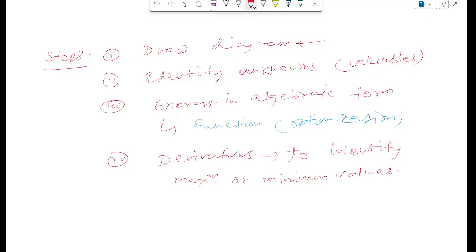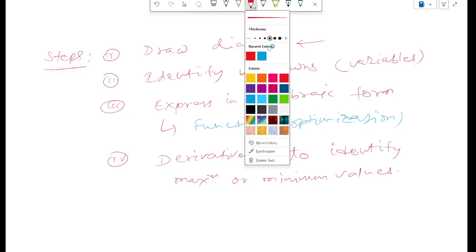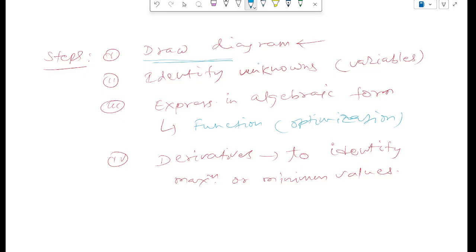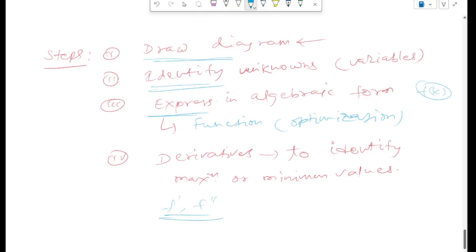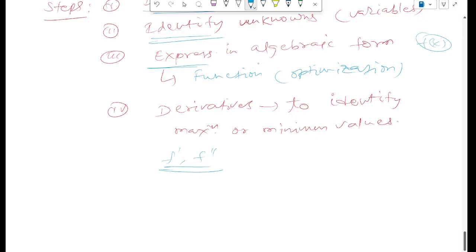Why did I write all these things? So that you get an idea, you don't get confused while solving the problem, and you do it in a structured manner. First, we draw the diagram so that we understand the problem completely. Then we identify the variables. Then we express those variables in the form of a function, f(x). After that, we calculate the derivatives, like f dash, f double dash, whatever we need, and then based on their nature, we try to find the maximum and minimum value.